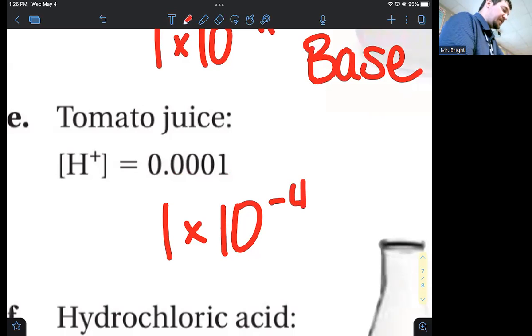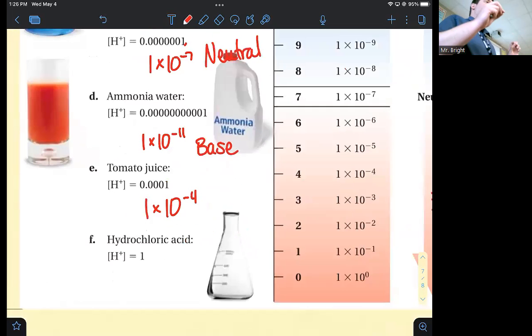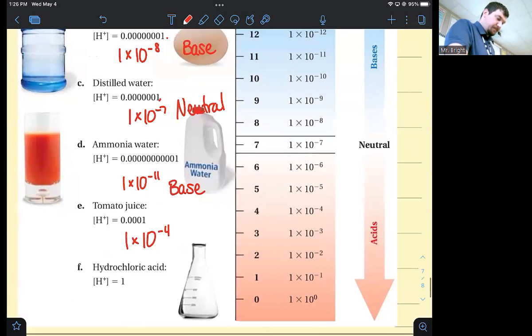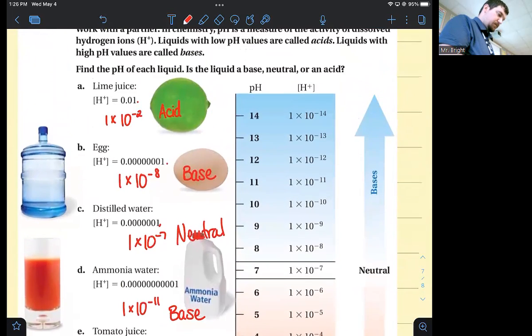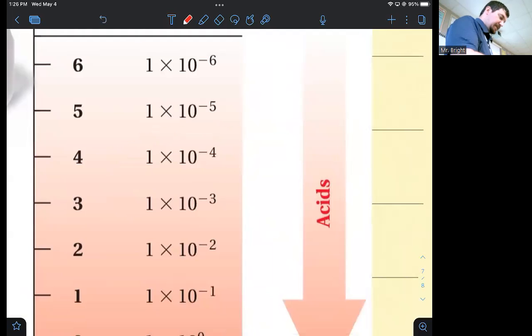I was worried you were going to leave it as 1 to the negative 4th power, which actually is still 1, because 1 to the negative fourth power would be 1 over 1 to the positive fourth power, which is still 1. So good. 1 times 10 to the negative fourth power. Remember, negative exponents don't make your answer negative. They just make it smaller. And so Emerson, is this going to be a base or an acid? Going to be an acid? Yeah. You are correct. This would be an acid.